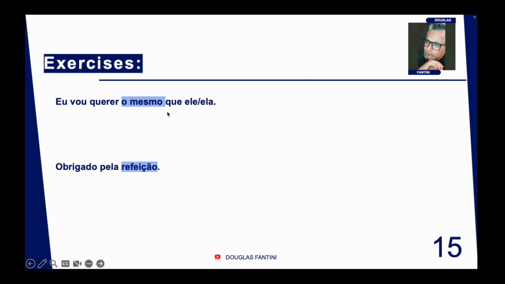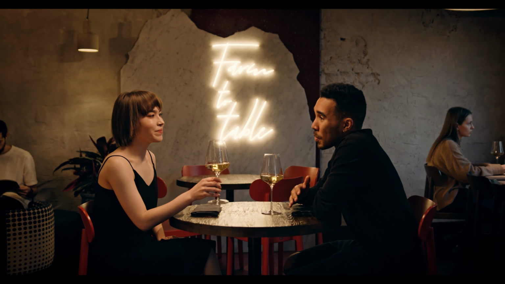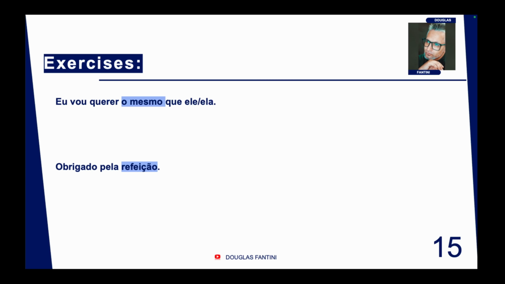I want the same as her. I want the same as him. These are other options of questions and sentences that you can use during your conversations. So, what do you want? I want the same as him. What do you want? I want the same as her. Okay? And the last one is: thanks for the meal.